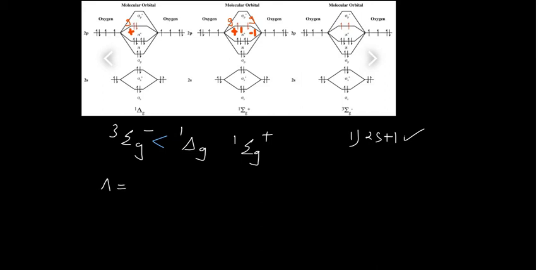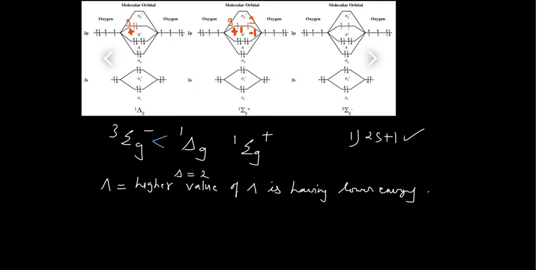So I am telling you, higher the value of this lambda, the lower the energy. It is having the lower energy, right? So if you check for this delta, the value is 2, and for this sigma the value is 0. So this value is higher, so this will have the lower energy, and you can put that sign. So this is the order.